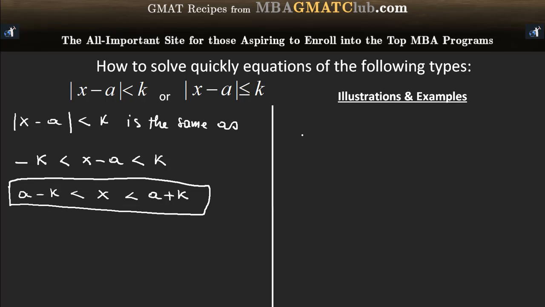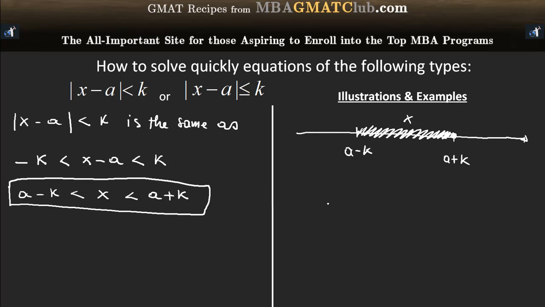As an illustration, I'm going to show you how it looks on the number line. You're going to have a minus k, and then a plus k, and x is going to be between the two, right there in the space. In this particular case, a minus k and a plus k are not in the solution set. If it was an equal sign, the boundaries would be in the solution set. But in this case, no. So that's how it looks.